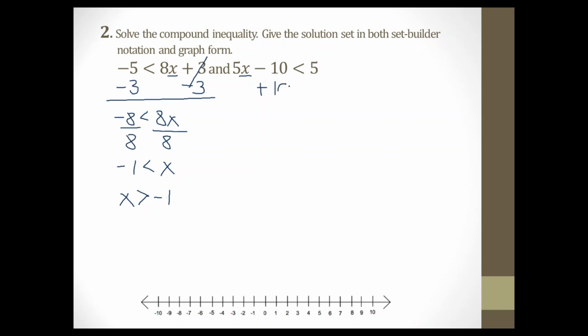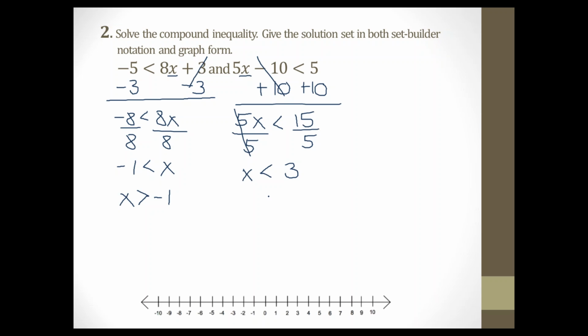Let's add 10 to both sides. And we have 5x is less than 15. Now dividing by 5. And x is less than 3. So in this case it came out nicely with x on the left side. I do not have to rewrite it.